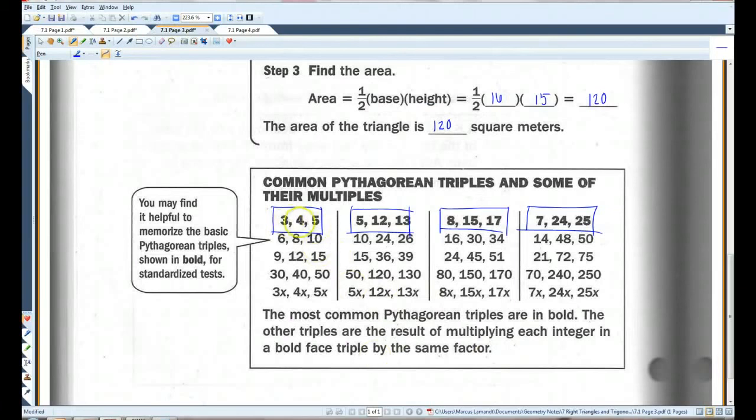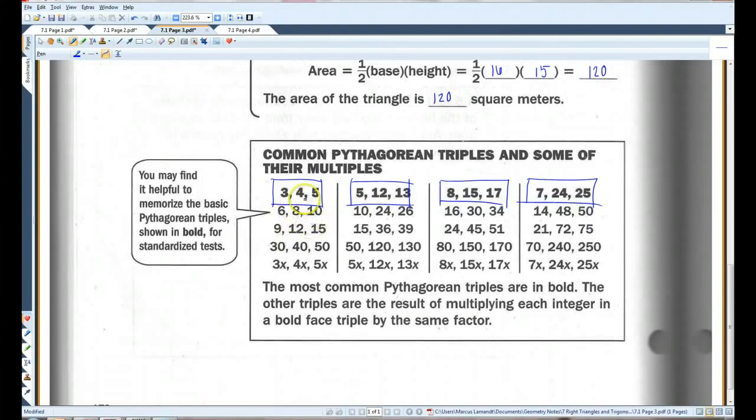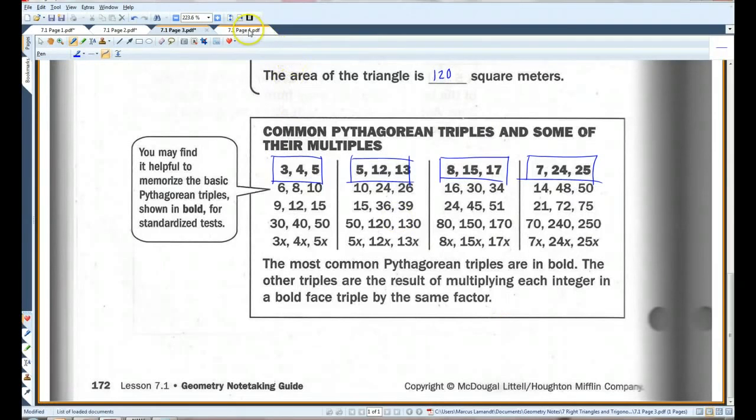This one in particular, 3, 4, 5, this is the most common one. And as hopefully you can tell, the column is just multiples of the one that's in bold. So 3, 4, 5, if you multiply all 3 of those by 2, you get 6, 8, 10. If you multiply by 3, you get 9, 12, 15. You multiply by 10, 30, 40, 50. You can multiply these by any number. Okay? And the same goes for the other triples. So if you memorize just these 4, you can figure out the rest of them just from these 4. Okay? Alright, let's go on to page 4.